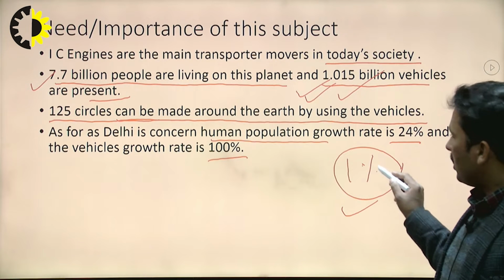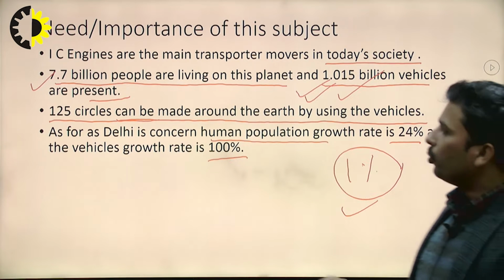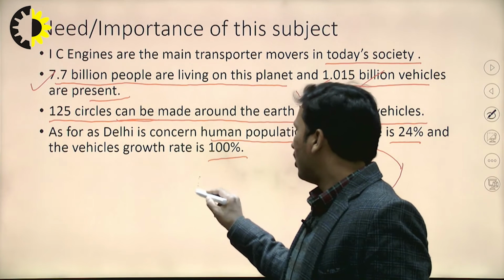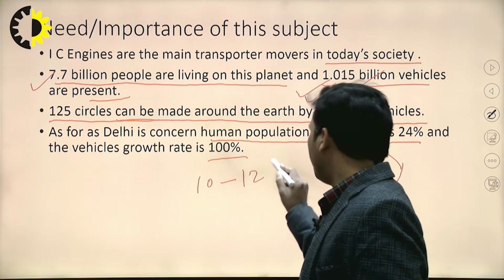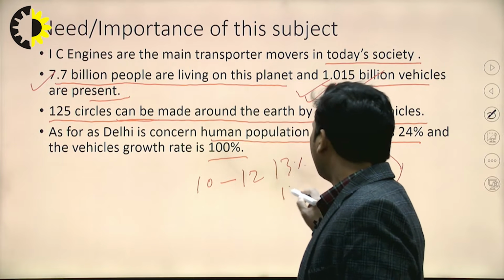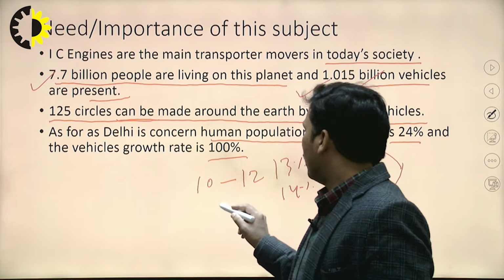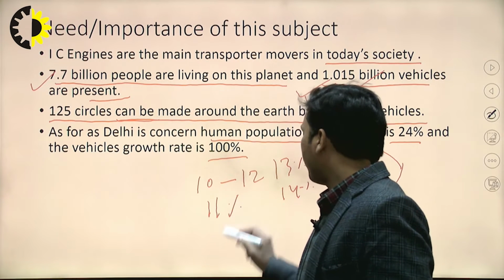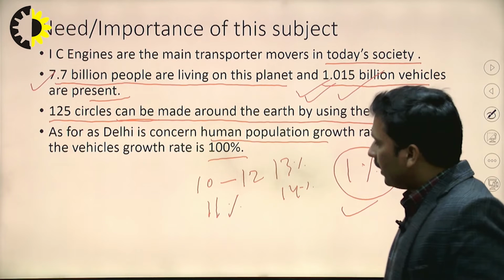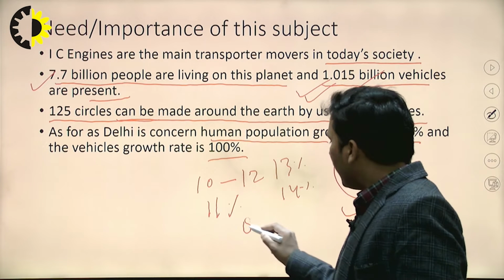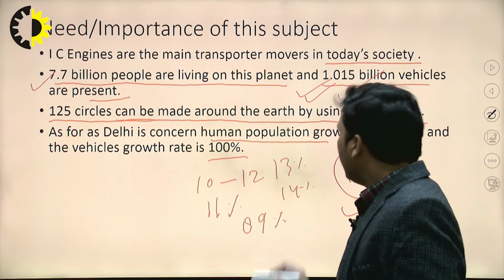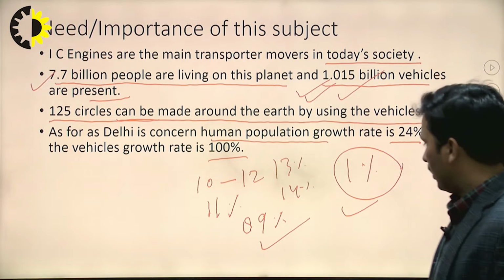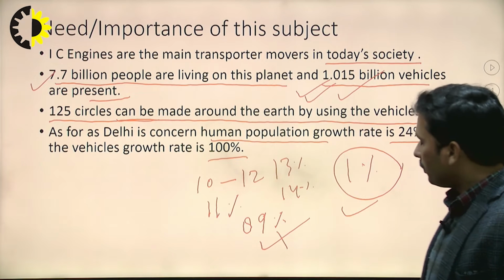As far as efficiency is concerned, in case of a two-stroke engine, efficiency is roughly in the range of 10 to 12%, or maybe 13%, maximum 14%. For example, if the efficiency of a two-stroke engine is 11%, you can understand that the remaining 89% of heat is liberated into the atmosphere, which is not in use.